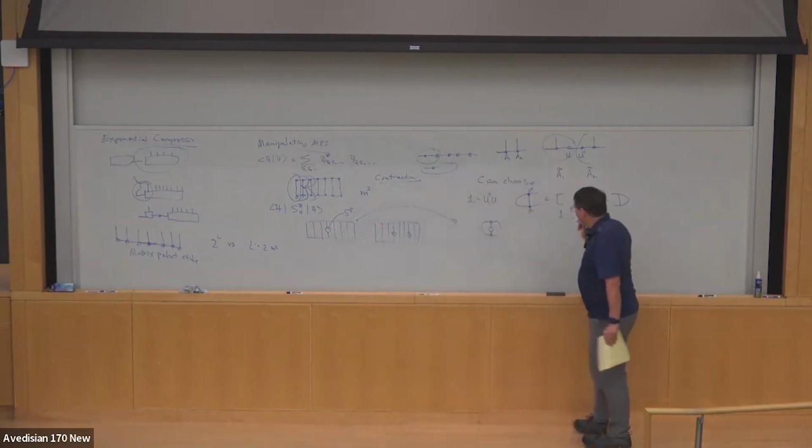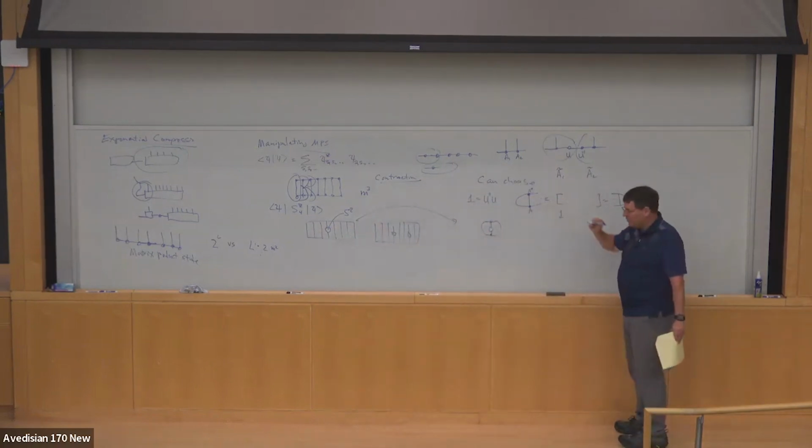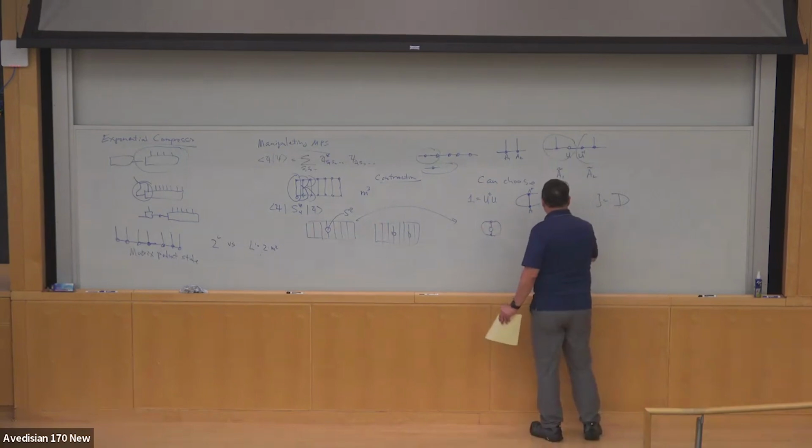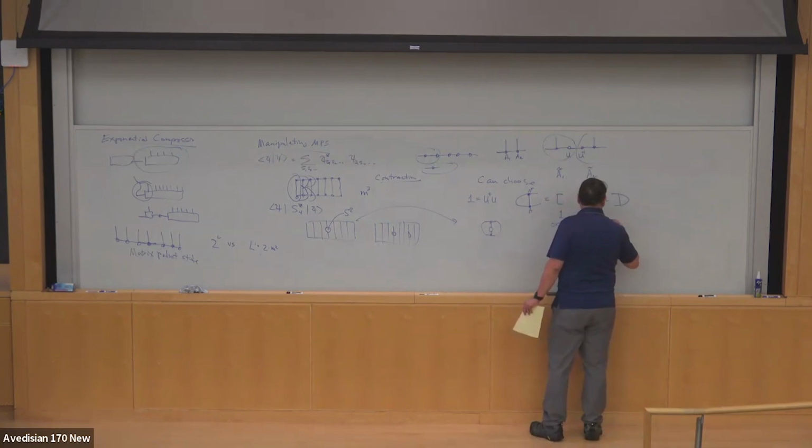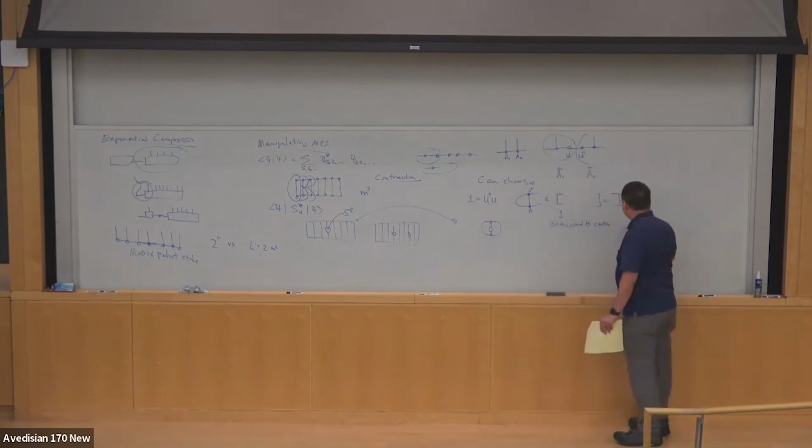This site that we choose dividing between the left and right is called the orthogonality center, or OC.